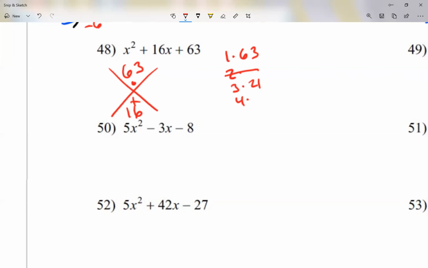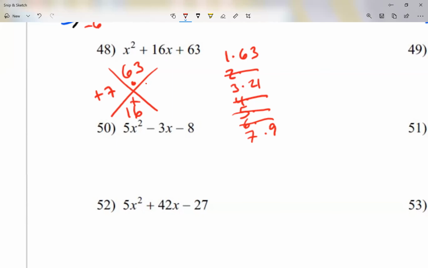How about 63 divided by 4? Unfortunately, it gives me a decimal. How about 63 divided by 5? That one gives me a decimal as well. How about 63 divided by 6? Now, 63 divided by 6 gives me a decimal again. So how about 7? 63 divided by 7 gives me 9. 7 plus 9 is 16. So those are the factors that I'm looking for.